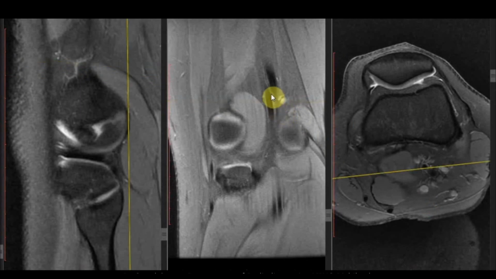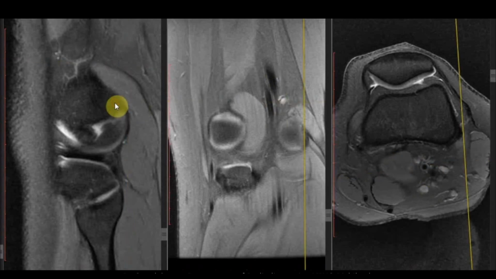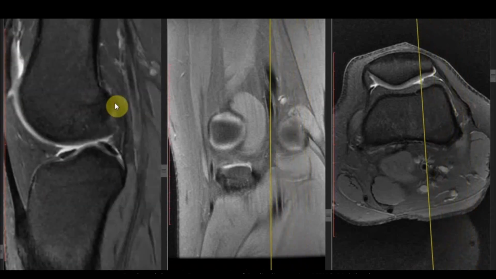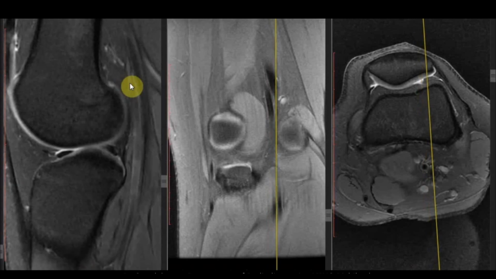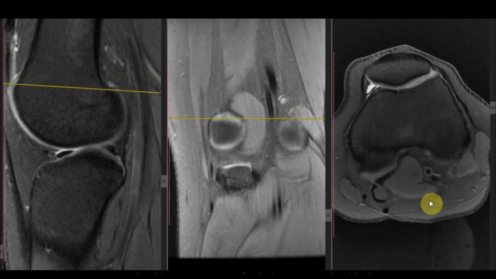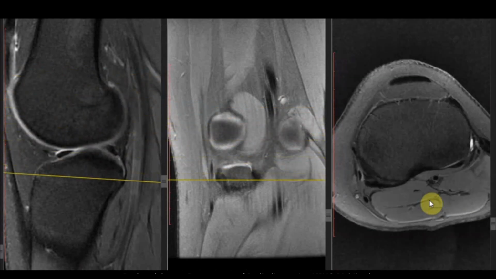Seeing that in the coronal plane, this is the popliteal artery, and this is the popliteal vein. The popliteal artery lies deep to the popliteal vein. So popliteal artery can be involved by various pathologies. It can be thrombosed, or it can be involved in entrapment by anomalous muscular and tendinous structures.